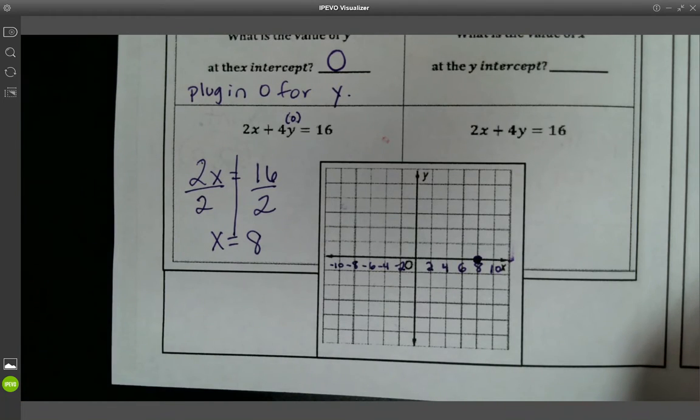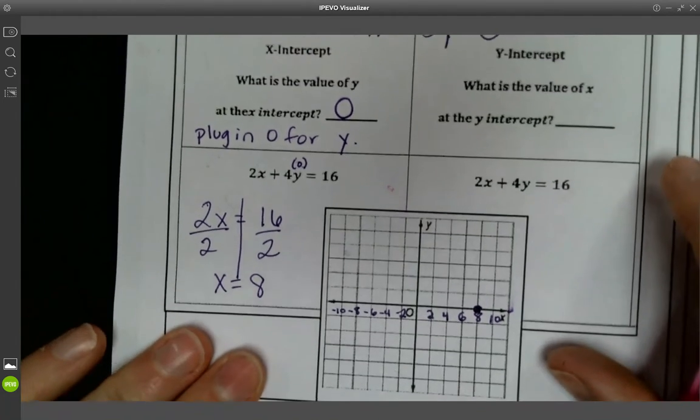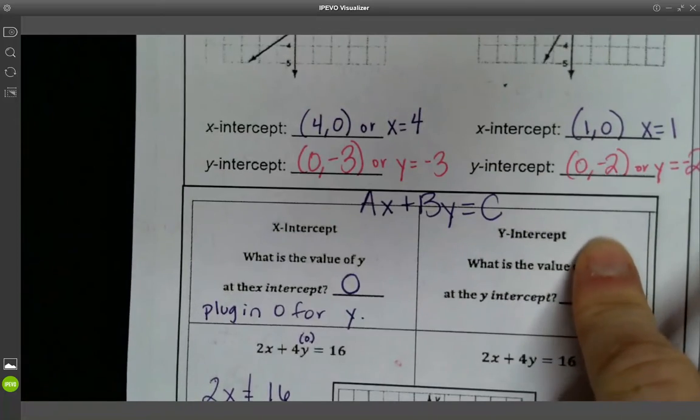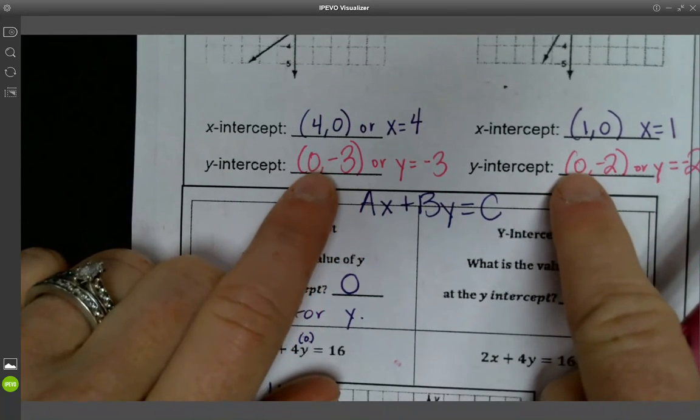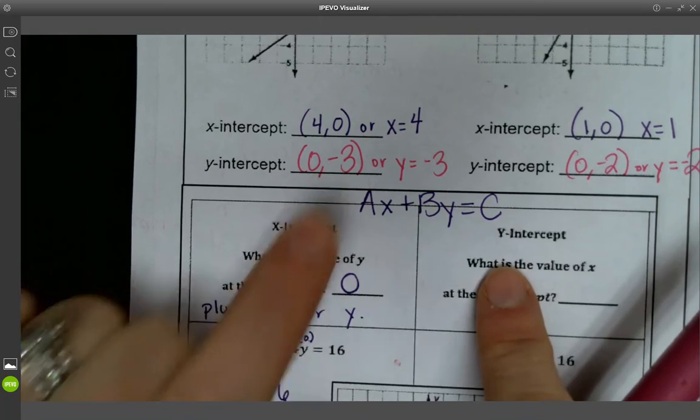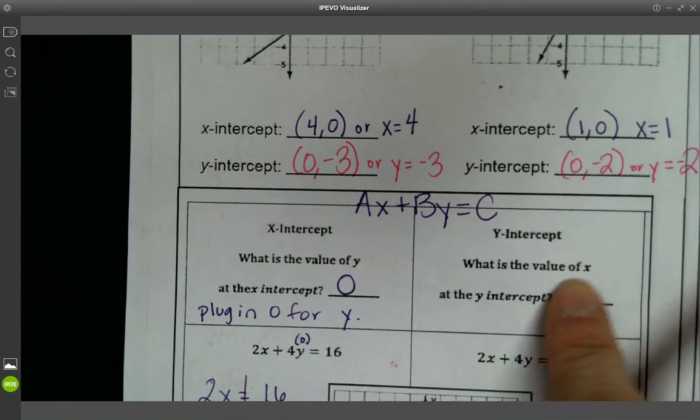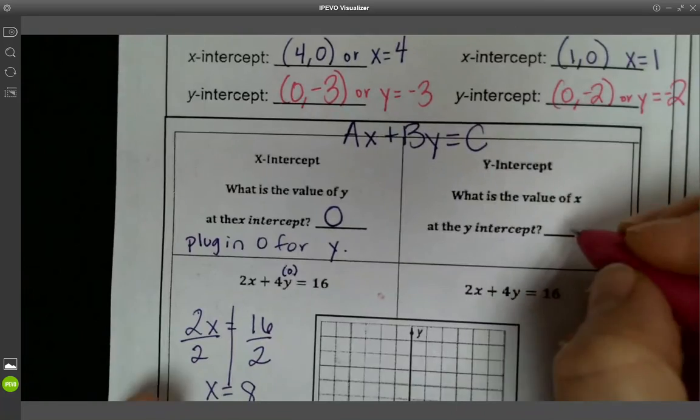As long as we have 2 points, we can make a line. So let's find our y-intercept. So look at our y-intercepts here. See what the x value is? It's always 0. So it says, what is the value of x at the y-intercept? 0.